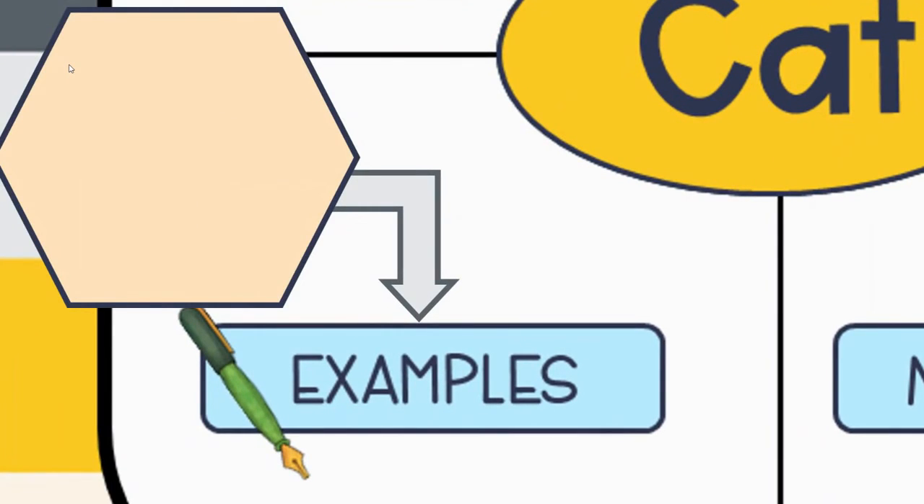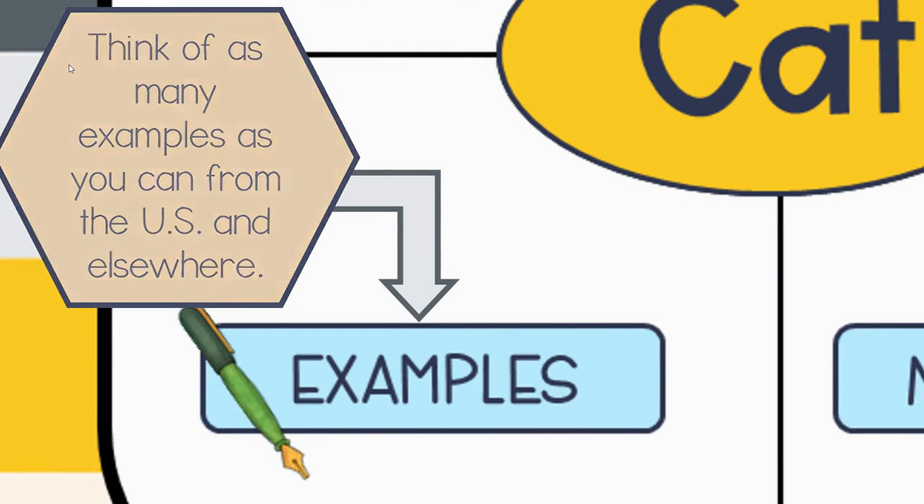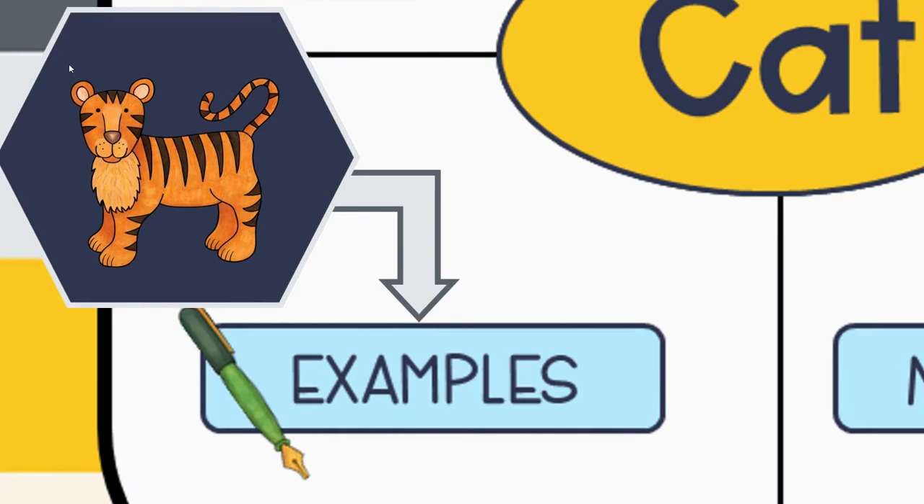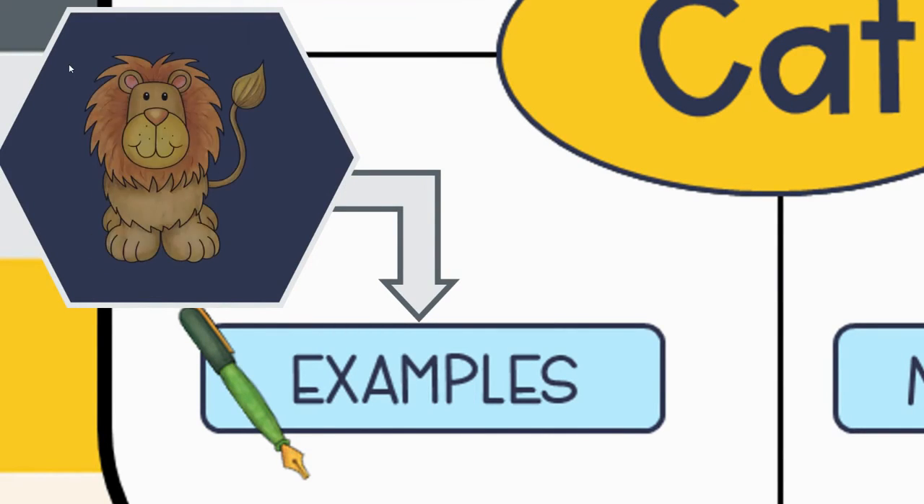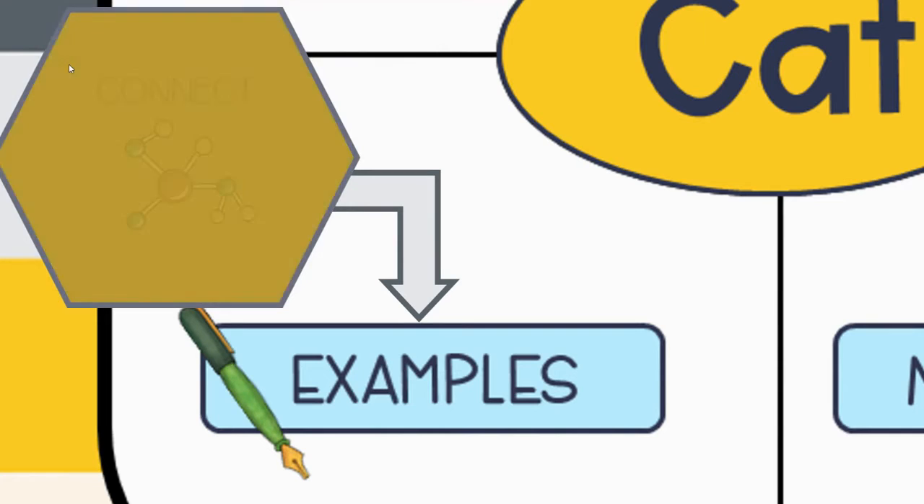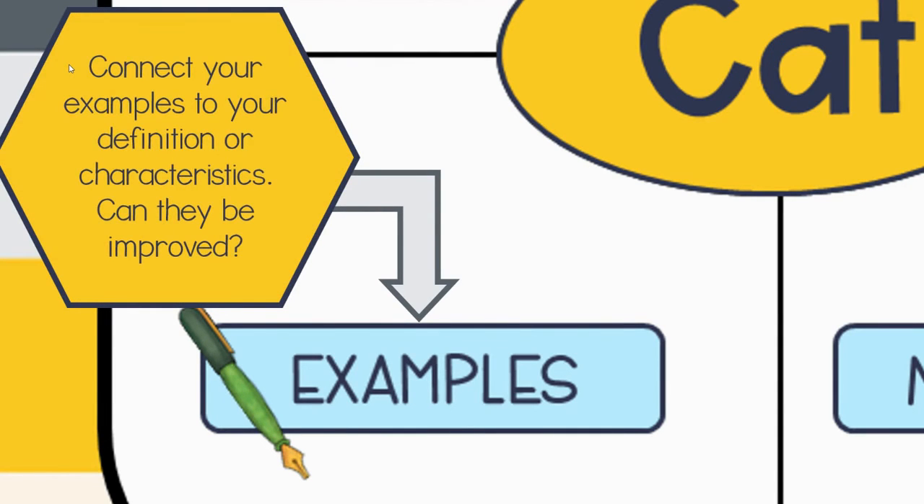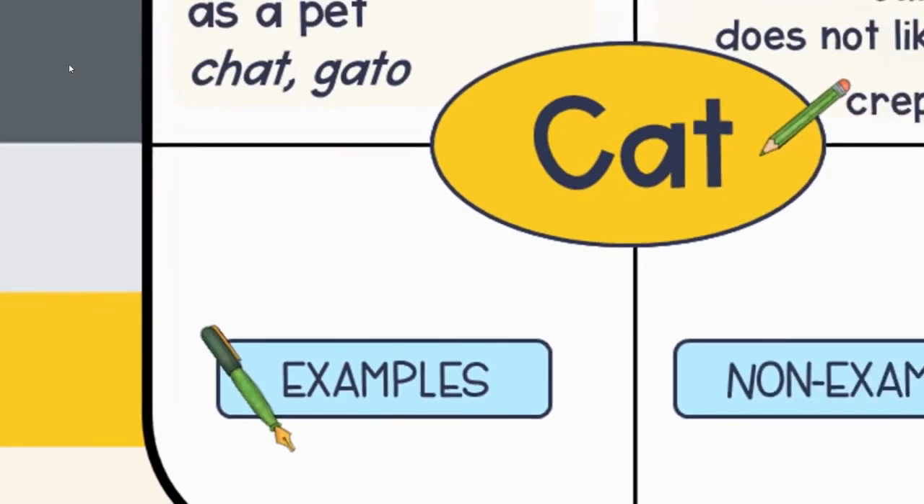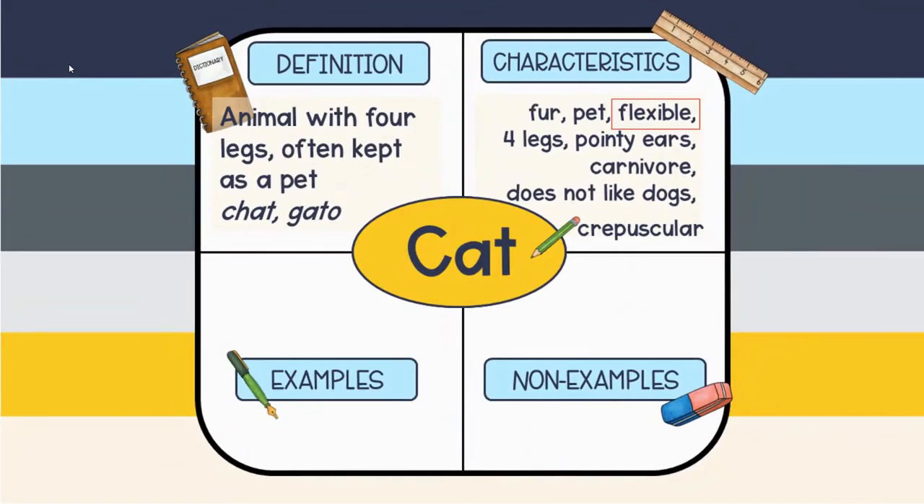Let's think about some more examples. Okay, now I've got a tiger. That kind of changes things. A lion. This is also a little bit different from my other examples. And a jaguar. Okay, so now we have to connect this. Connect our examples to the definition or characteristics. Can they be improved? Well, let's see.